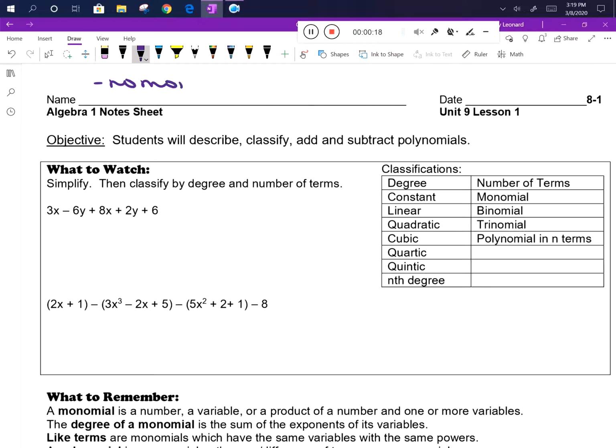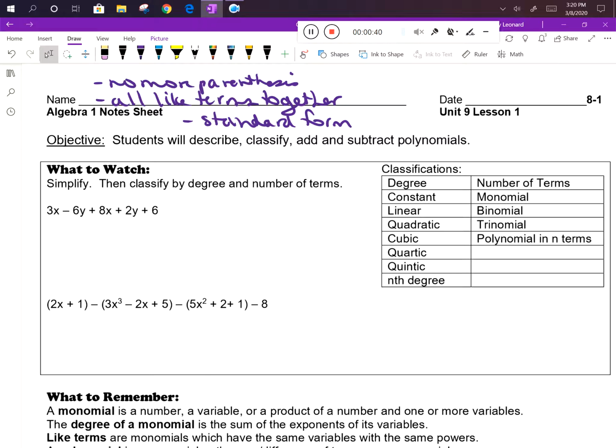No more parentheses. All like terms together. And we want to write our answer in standard form where applicable. So, in some problems, there are parentheses, like the second problem that you see here in the what to watch. But in other problems, there aren't any parentheses to get started, like in the first problem.